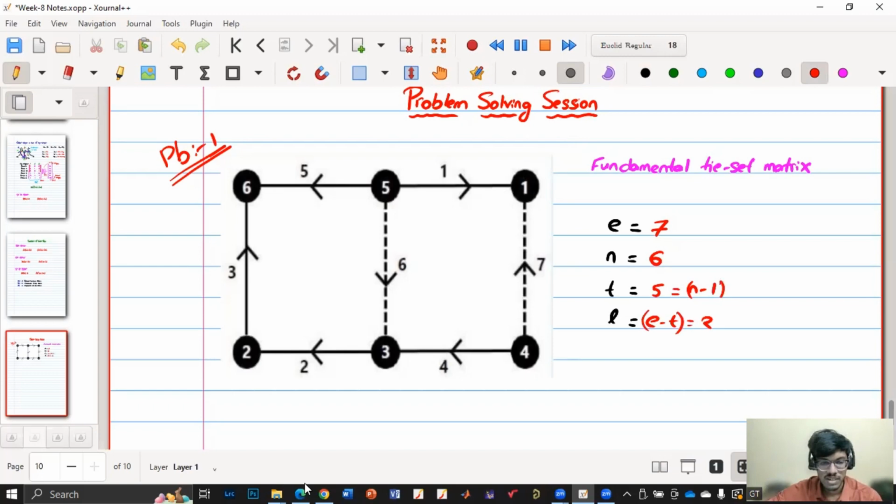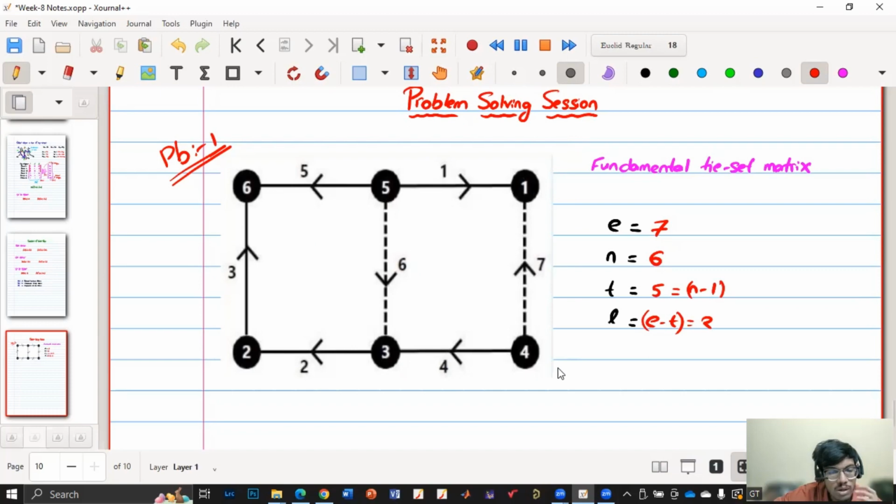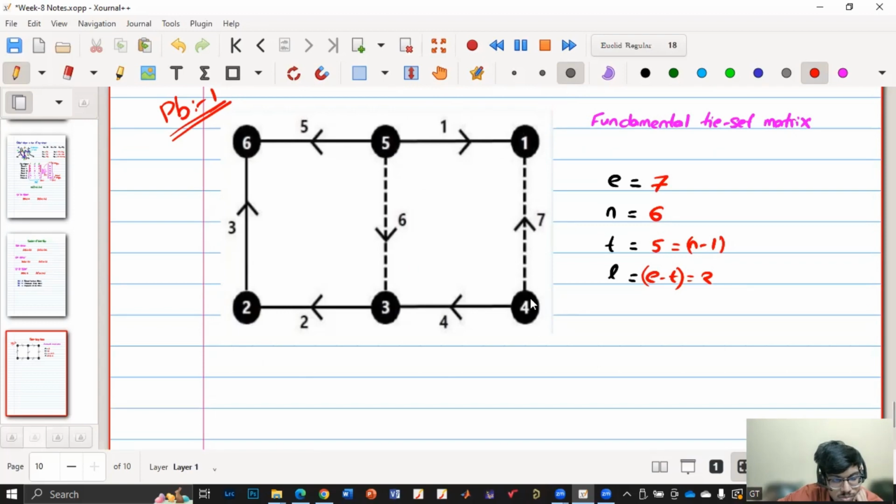So first we are to find the fundamental tie set matrix. So we want to find B. They are asking for the B matrix directly. So for getting the B matrix, what will we be doing? The B matrix is dependent upon the fundamental loops, right? What is a fundamental loop? A fundamental loop is a loop formed if we add one link to a given tree. So how many fundamental loops can be formed? 2, because there are 2 links.